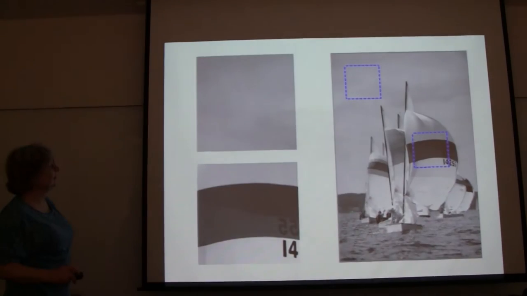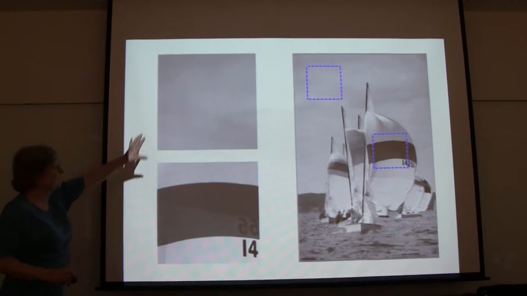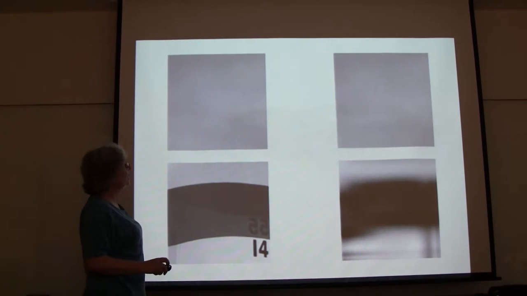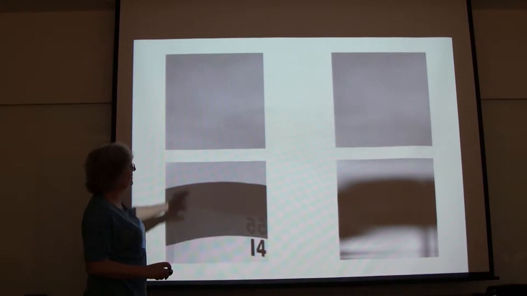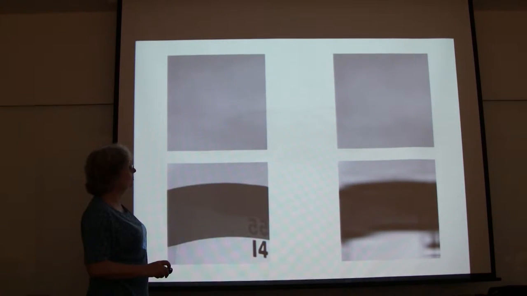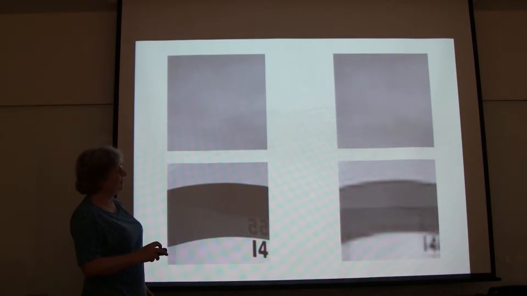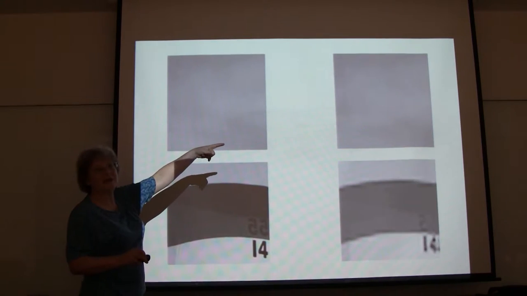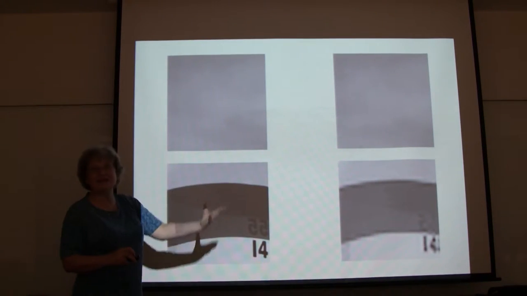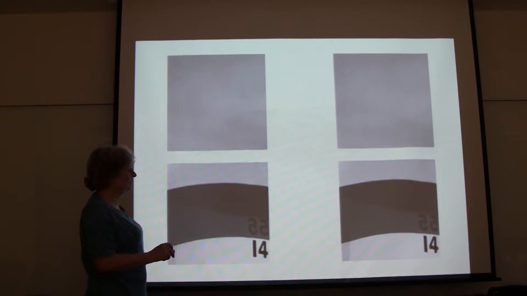So let's look at a special case. Let's look at two regions within the image. If I look at a patch in the sky and a patch in the sail, and I go through the different approximations, then you see that in the sail, I need all the detail, but in the sky, very little is happening. In the sky, I didn't need fine scale wavelets in order to get a good resolution, and I didn't need them in the sail.